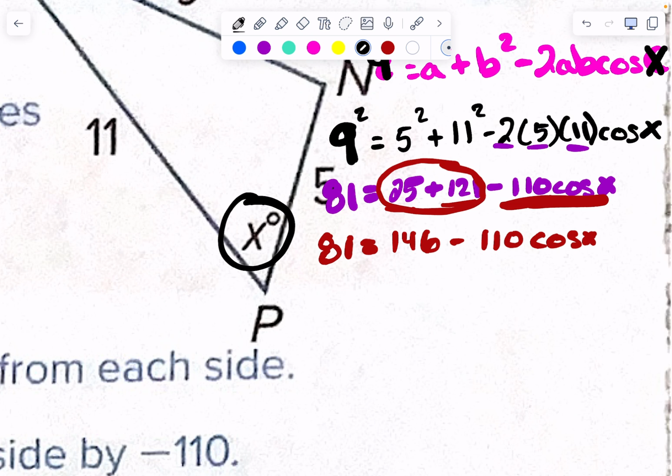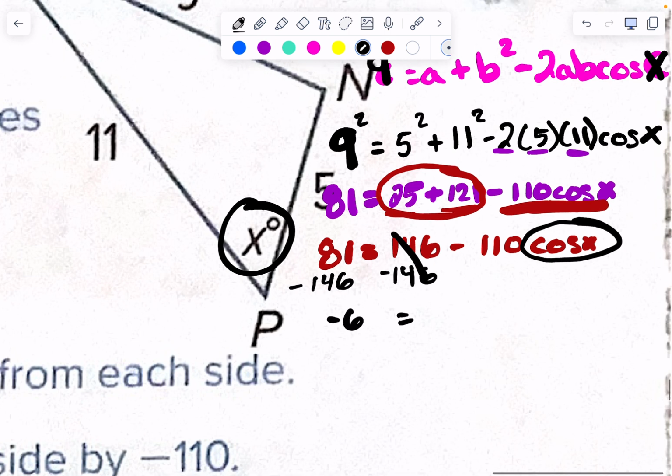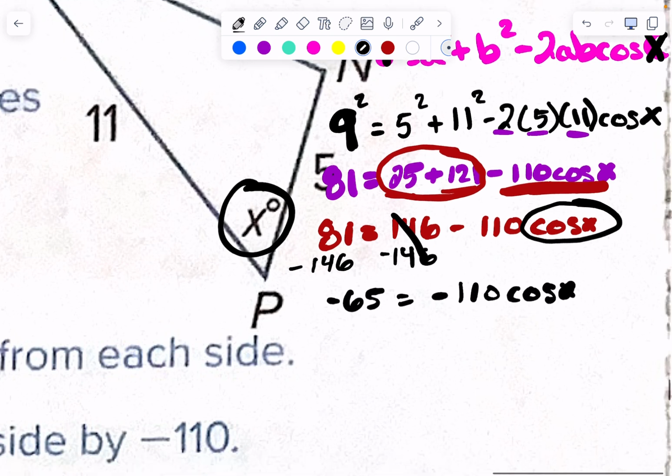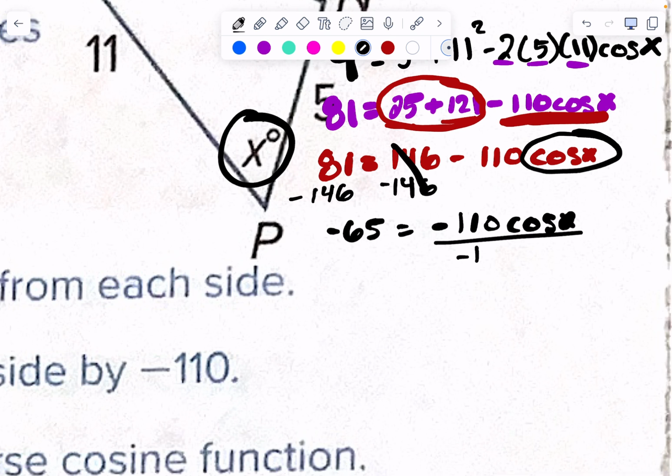All right, we've got to get cosine by itself. I've got to get this part by itself first. What are you going to move? Minus 146. 81 minus 146 is going to be negative, and that's totally fine. Negative 65 equals negative 110 cosine of X. Then what? Divide by negative 110. And that's going to be a positive number, so 65 over 110.